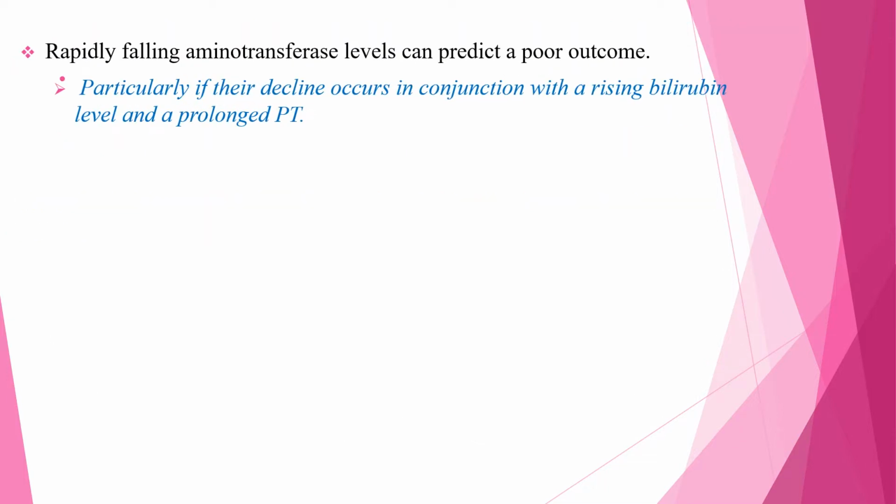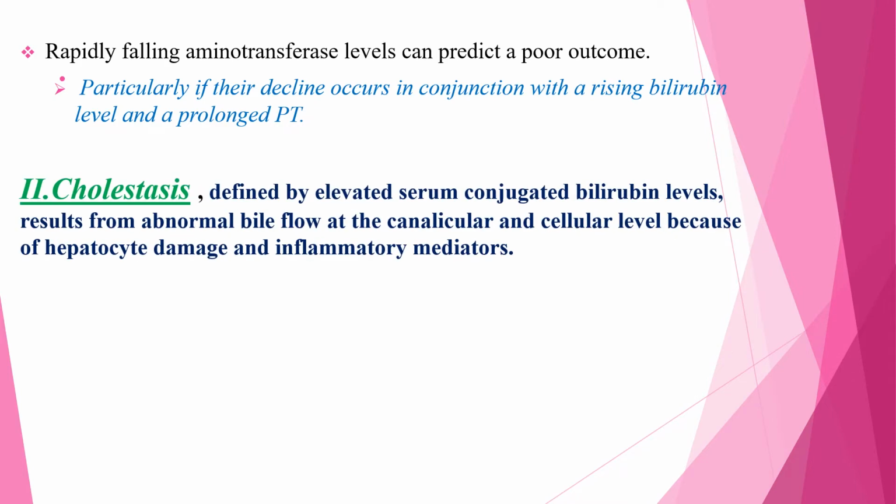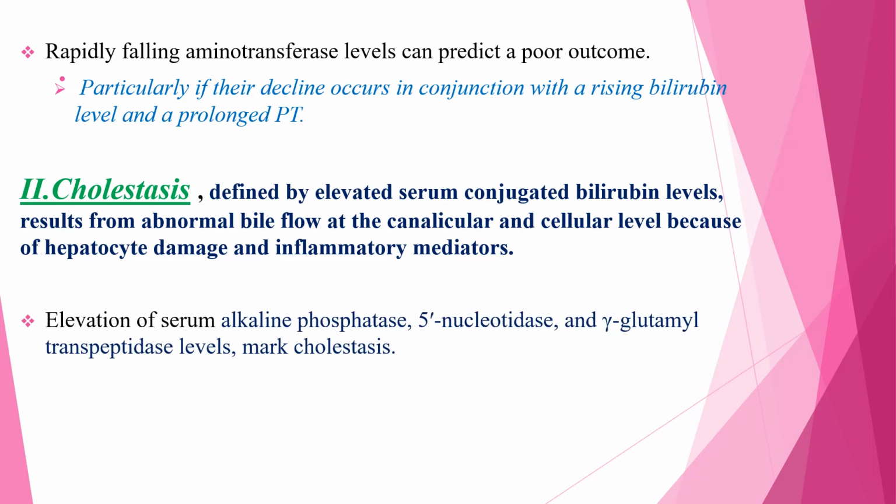Rapidly falling aminotransferase levels can predict a poor outcome, particularly if their decline occurs in conjunction with a rising bilirubin level and a prolonged PT. And the other is cholestasis. Cholestasis is defined by elevated serum conjugated bilirubin levels, resulting from abnormal bile flow at the canalicular and cellular level because of hepatocyte damage and inflammatory mediators. Elevation of serum alkaline phosphatase, 5-nucleotidase, and gamma-glutamyl transpeptidase levels marks cholestasis.